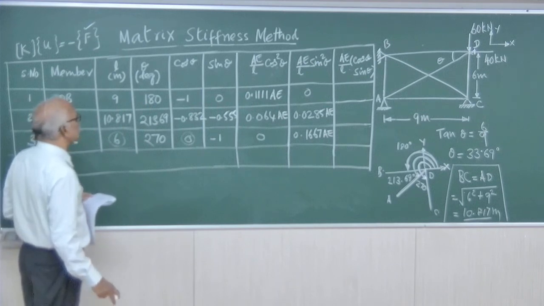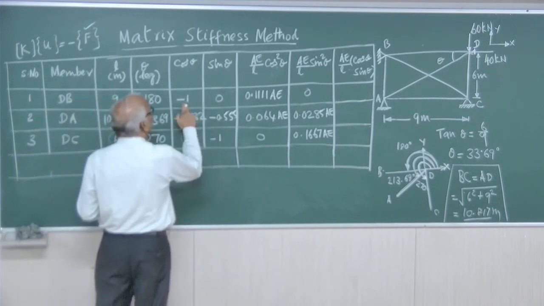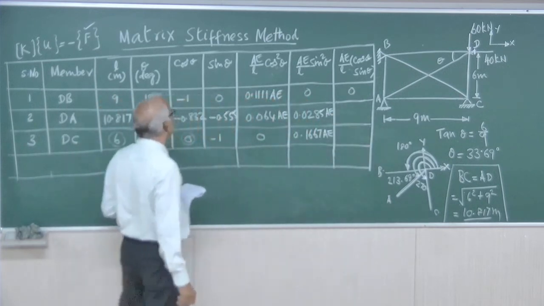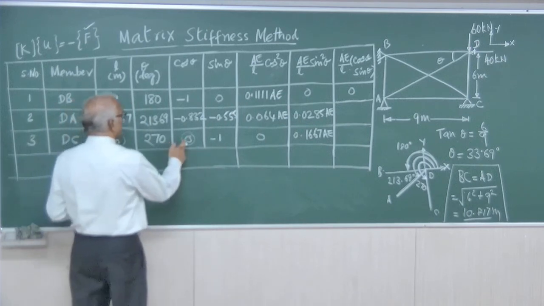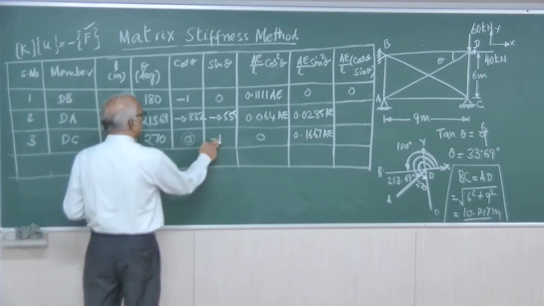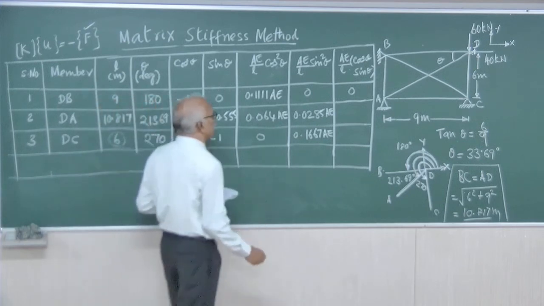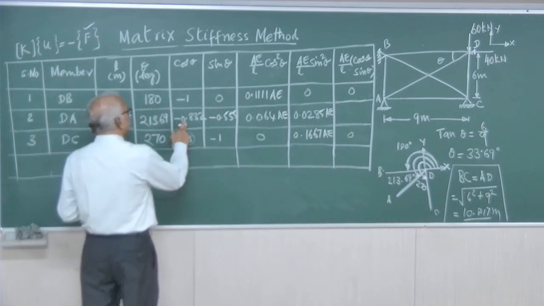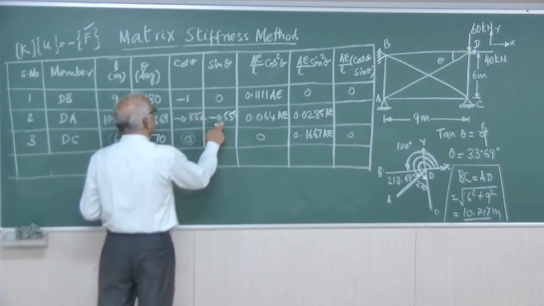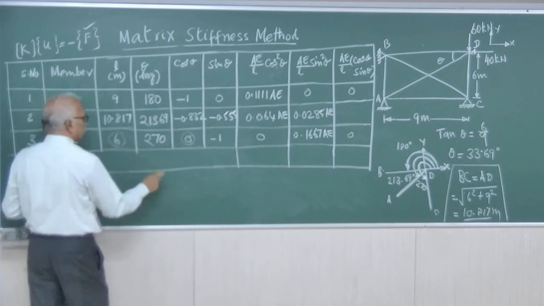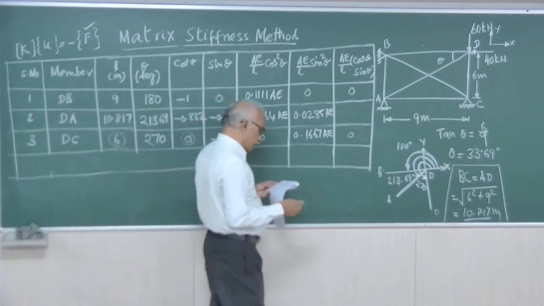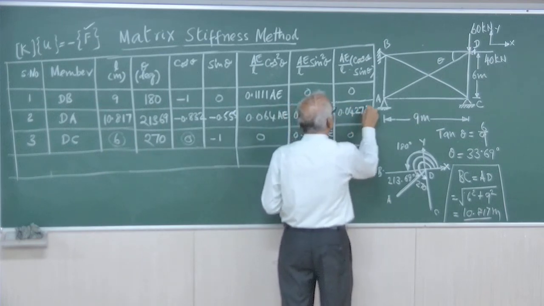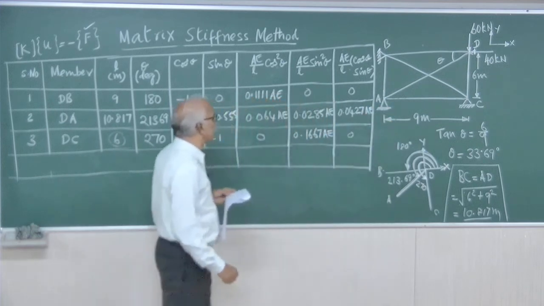And similarly, the calculation for sin theta cos theta. For the first row, sin theta into cos theta will become 0. Similarly, in the third row also, cos theta is 0, sin theta is minus 1, therefore this value also will be 0. Only for the second row, multiply these two by 10.817. That value equal to 0.0427 AE. That's all.